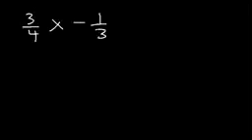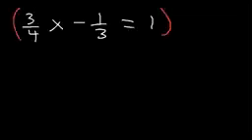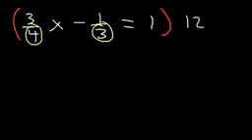Let's try this one. (3/4)x minus 1/3 is equal to 1. How can we solve for x in this particular example? When you have many fractions, it's going to help a lot if you attempt to clear away all the fractions. Let's multiply both sides of the equation by the common denominator. The common denominator of 4 and 3 is 12. So let's distribute 12 to each term.